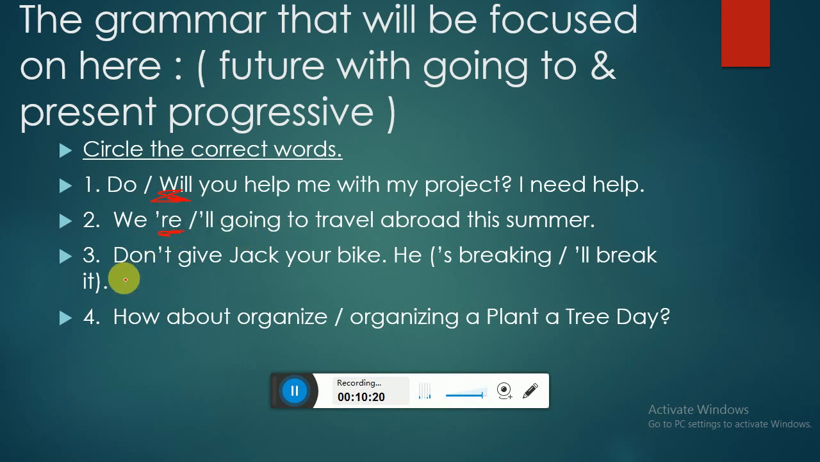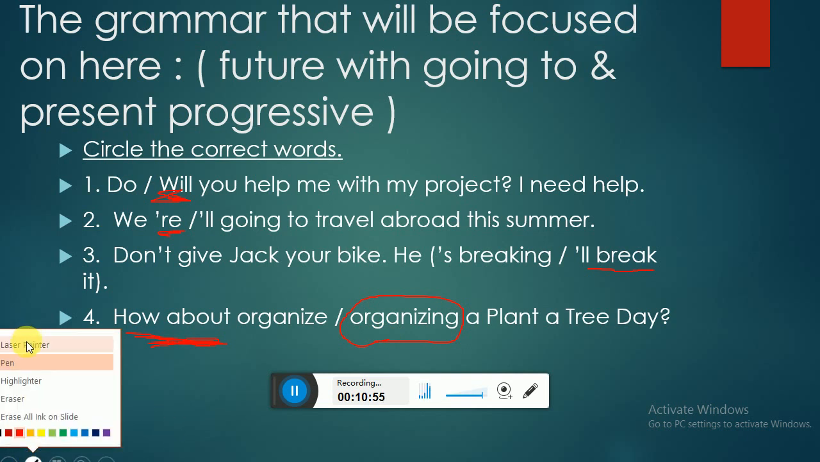Don't give Jack your bike. Why? He's breaking or he will break it. Yeah, very good. He will break it because I think he will break it. What about how about? If we have this question word, how about, we also put after it the verb plus ing. Very good. So let's go to the next one.